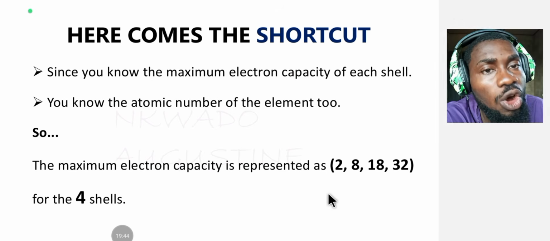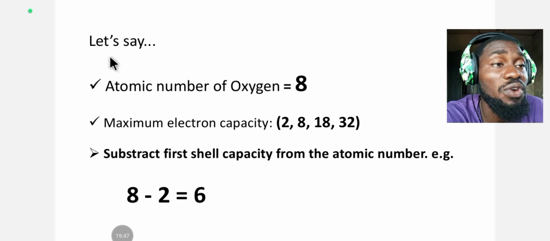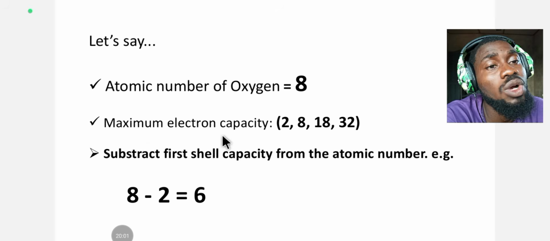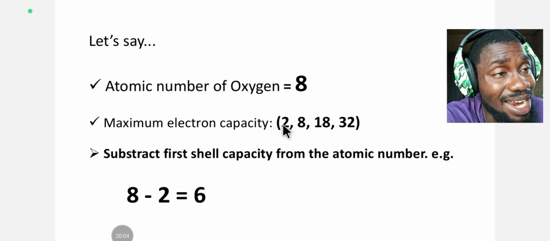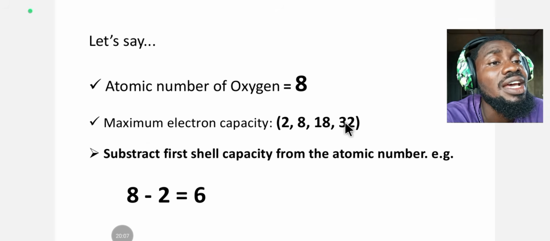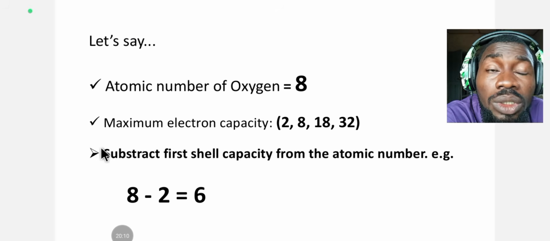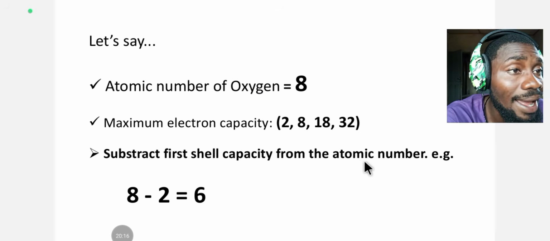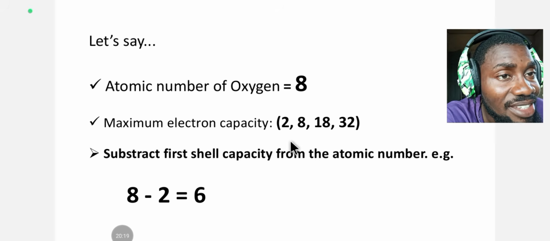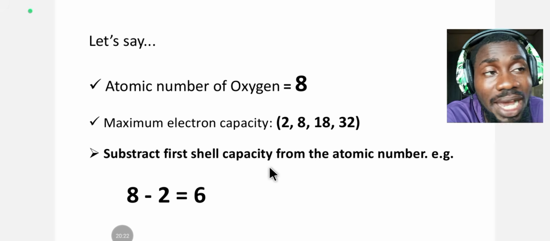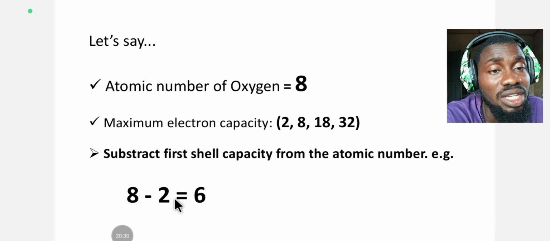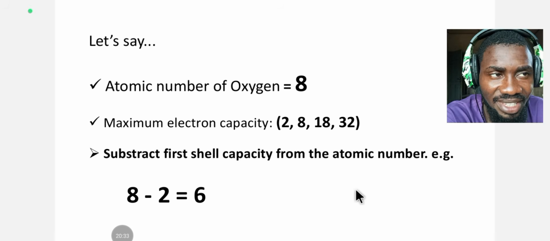So moving on, let's look at what we are going to do next. For example, let's say the atomic number of oxygen equals 8. The general maximum electron capacity of the 4 shells is 2, 8, 18, 32. What do we do? We subtract the first shell capacity, 2, from the atomic number of the element. The atomic number of oxygen is 8. So 8 minus 2 is equal to what? 6.